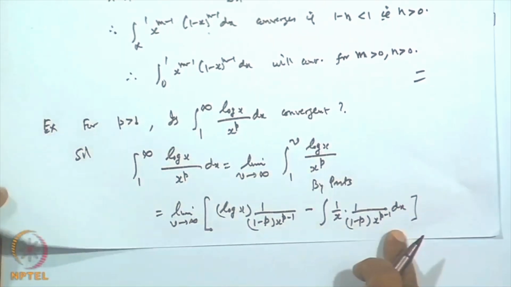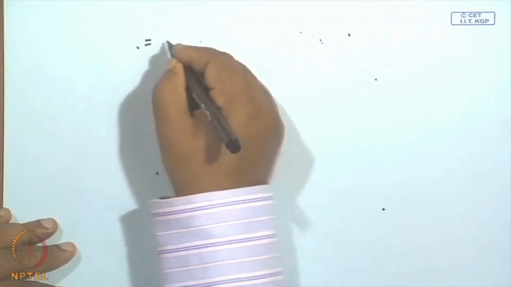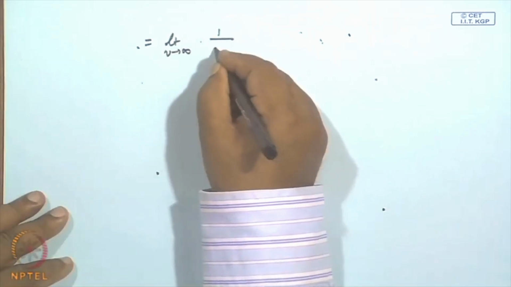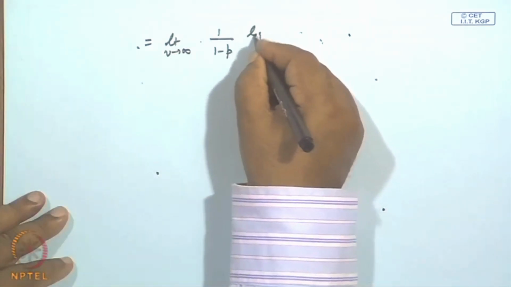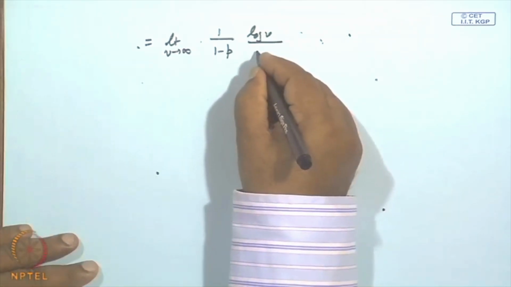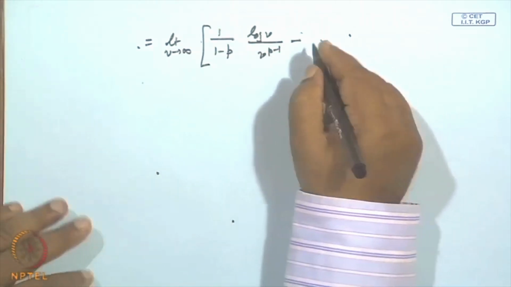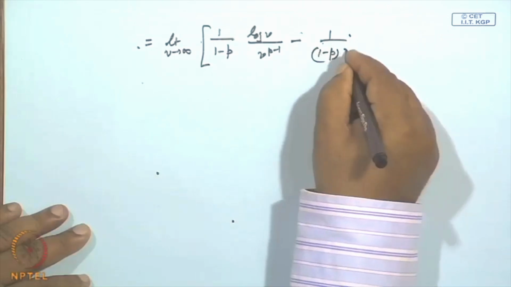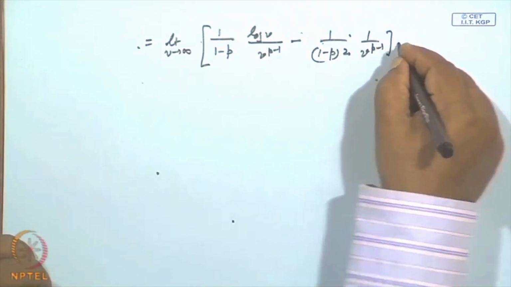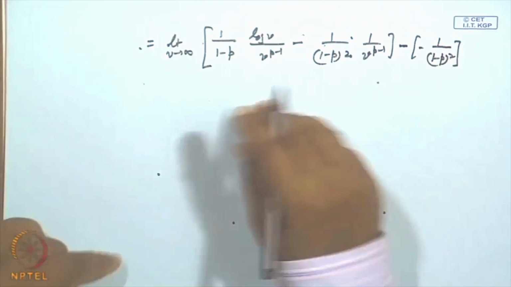integration, now it is simple integration. So when we get this integration, what we get from here is that this comes out to be the limit b tends to infinity of 1 over 1 minus p, log b over b to the power p minus 1, minus 1 over 1 minus p whole square into 1 by b to the power p minus 1, then minus 1 over 1 minus p square. Just simple integration you will see.